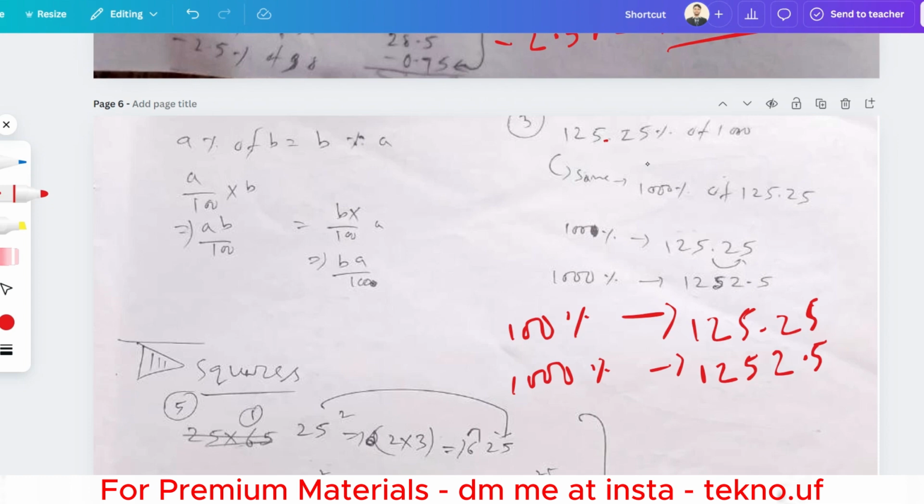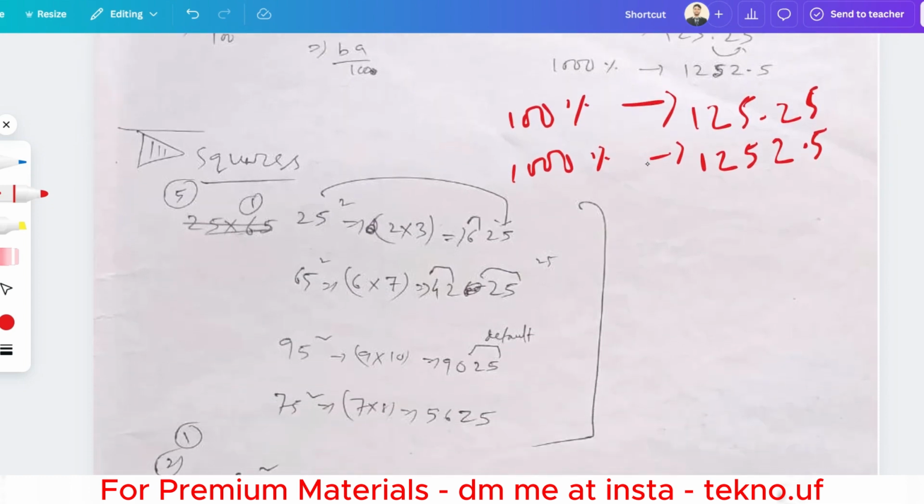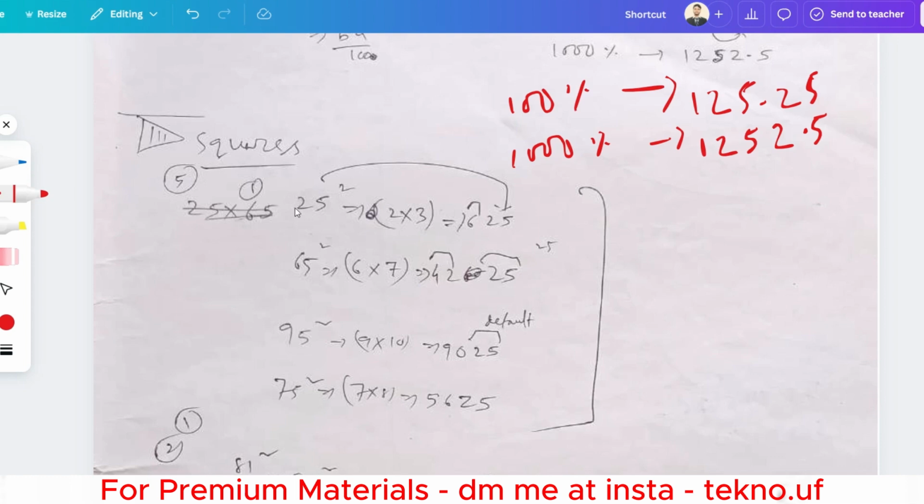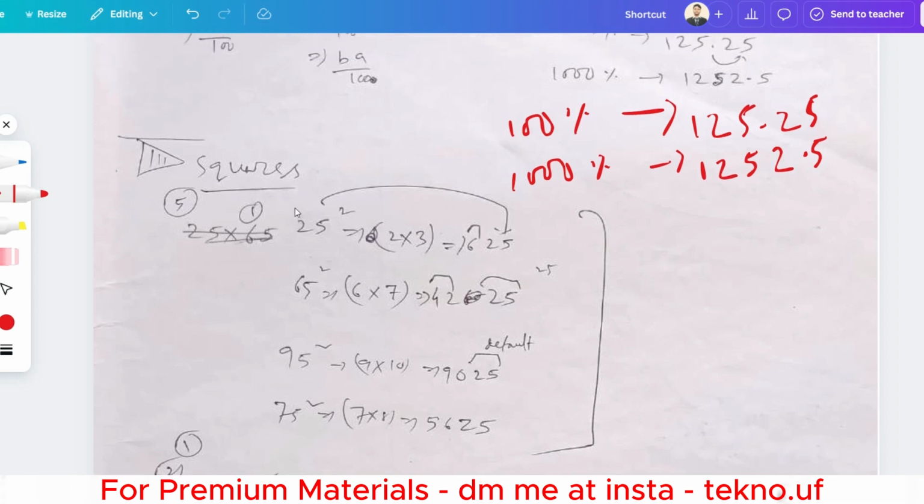Very easy, right? Let me just discuss squares. As I started the video with squares, let me discuss this briefly. We know 5 square, 6 square, 7 square, but we don't know the squares of bigger numbers. In the exam this comes often and we get stuck calculating. If we use shortcut tricks, it may reduce the calculation time.